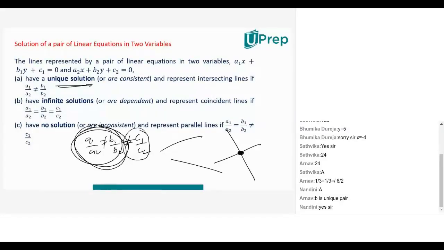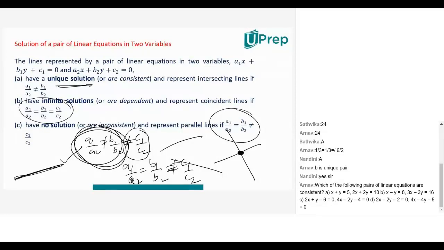Now this condition comes only when A1 by A2 equal to B1 by B2. Now there are two conditions. Not equal to C1 by C2, equal to C1 by C2. Not equal to C1 by C2, parallel lines. Equal to C1 by C2, same lines. They mean two lines represent the same line. One lies on the other. So here it represents same line. So infinite number of points exist on the same line. That's the reason why infinitely many solutions. Is this clear? All this concept we have discussed in the last class. So good. Let's move ahead. I'm sure it's clear now.